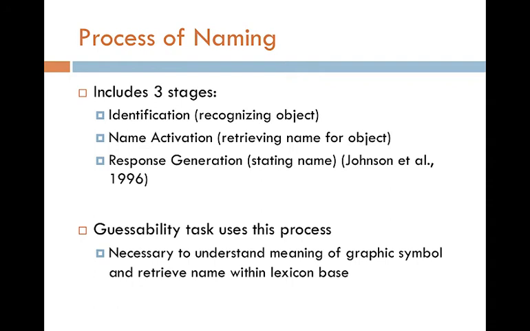The process of naming includes 3 stages: identification, or recognizing the object, for example, upon seeing a ball, recognizing it's a ball and not a chair; name activation, or retrieving the name for the object in your lexicon, so retrieving the name ball in your brain; and then response generation, or stating the name, so you can say, oh, that's a ball. And the guessability task uses this process. So it's necessary to understand the meaning of the graphic symbol and retrieve the name within the lexicon base.